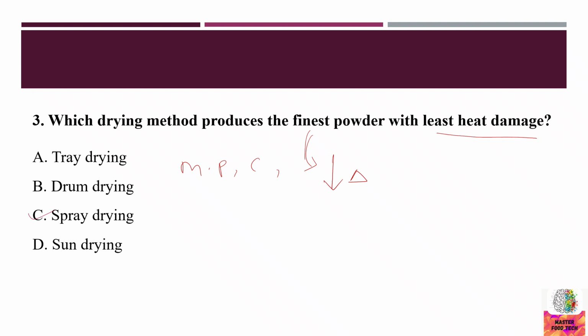Spray drying converts the liquid into fine droplets, whereas you supply only a little amount of heat. So in spray drying, the liquid is converted into fine powder, which is dried almost instantly. So there is minimum heat damage and excellent powder quality. So the option would be spray drying.